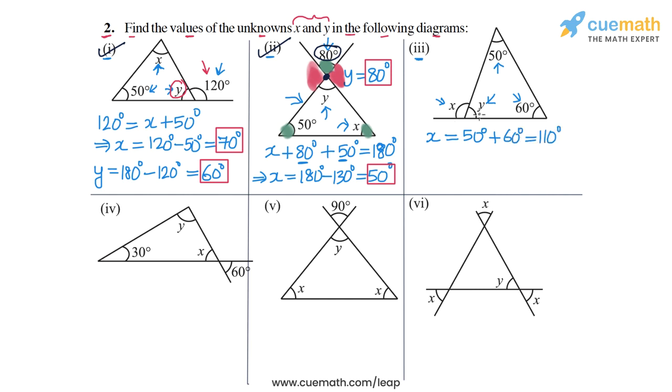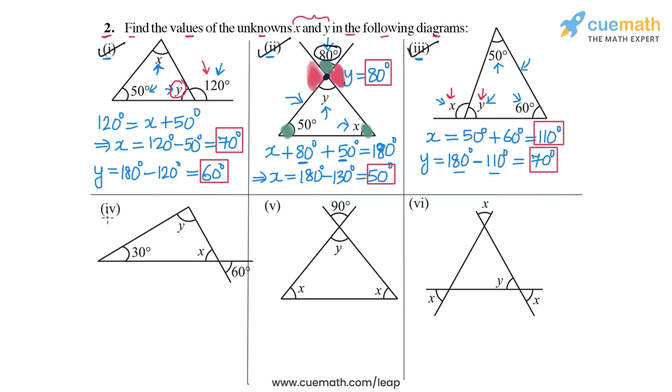Now to find y, we can either apply the angle sum property to this triangle by saying that the sum of the interior angles is 180 degrees, or we can simply note that x and y form a linear pair. So y will be 180 degrees minus x, and x is 110 degrees. So y will be 180 minus 110, or 70 degrees. So in part 3, we have the value of x as 110 degrees and the value of y as 70 degrees. So this completes part 3.